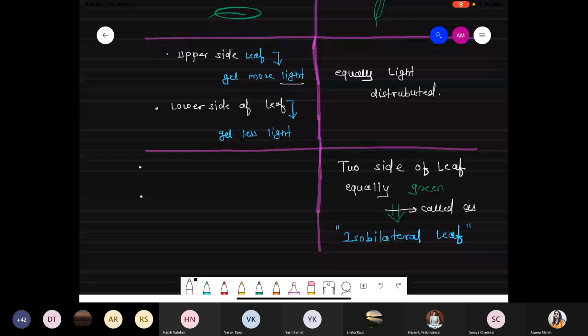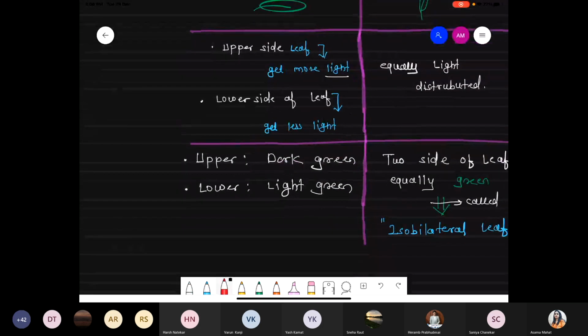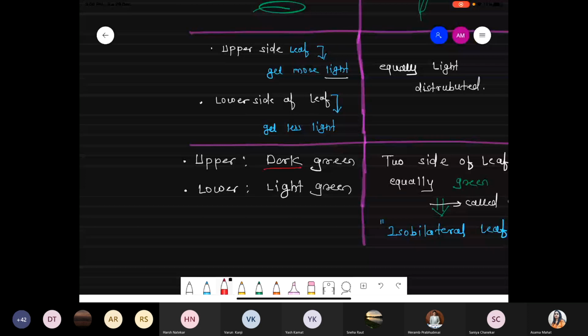in case of the dicot, the upper side, you can check after the class, is dark green, having more dark green, and the lower side is light green, faint green or light green. So there is another terminology. The upper side is dark, the lower side is light. That's why the arrangement of the leaf is called dorsal, and the other one is ventral. So a dorsiventral leaf is present in case of the dicot.